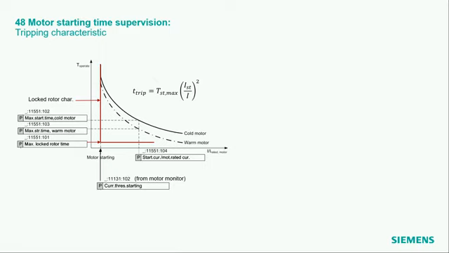So after that time I must trip, because then I endanger the rotor. And I have the possibility to set two different starting times for the cold and for the warm motor here. The starting condition is the current threshold starting, as already mentioned. This is the setting which we have in the motor monitor. And you see if we are below, nothing happens. If we are above that value, then we assume we have the starting process. And then these two values apply at the end.